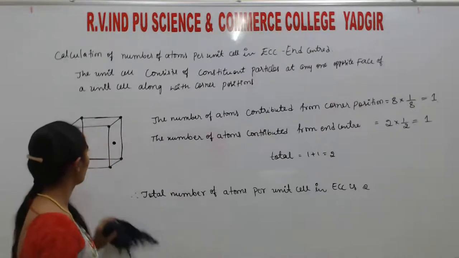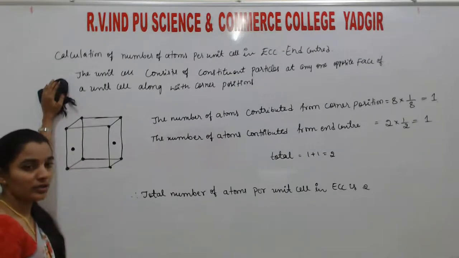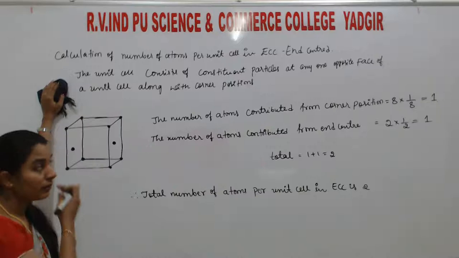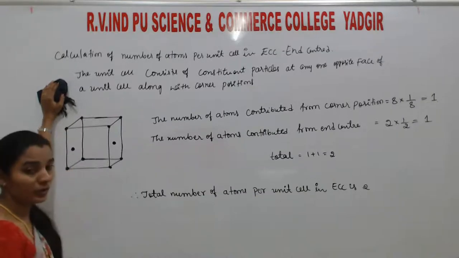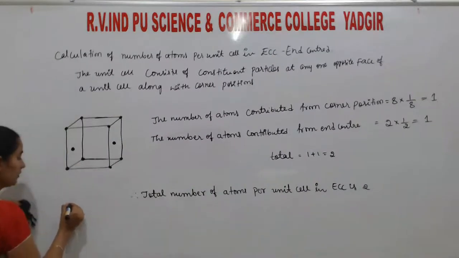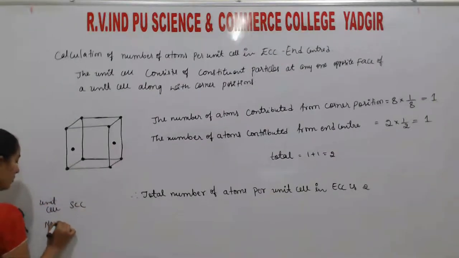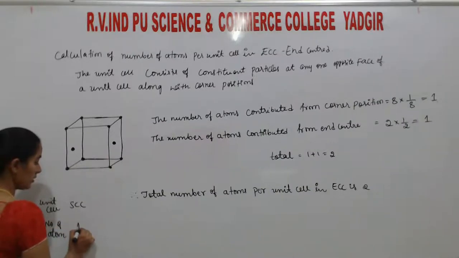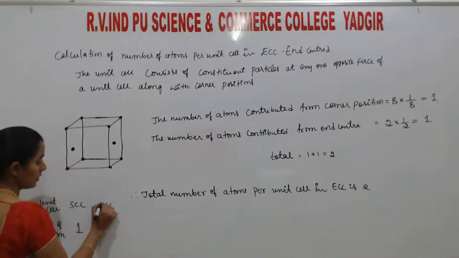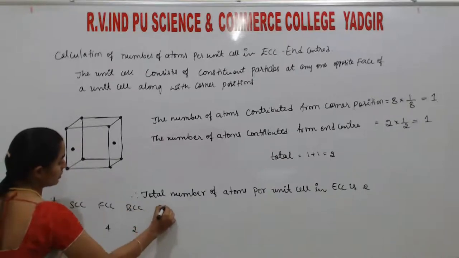Okay, this is all about the calculations of the number of atoms per unit cell. In SCC, this is the unit cell, this is the number of atoms. In SCC, it is 1. In FCC, it is 4. In BCC, it is 2. In end center, it is 2.